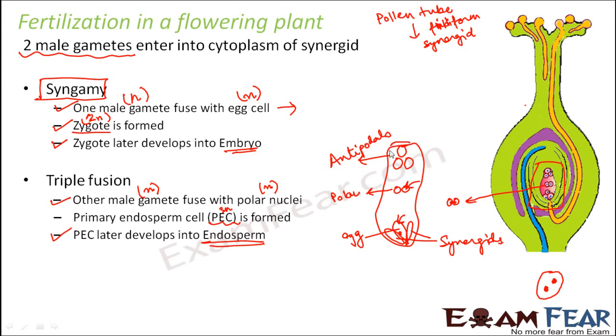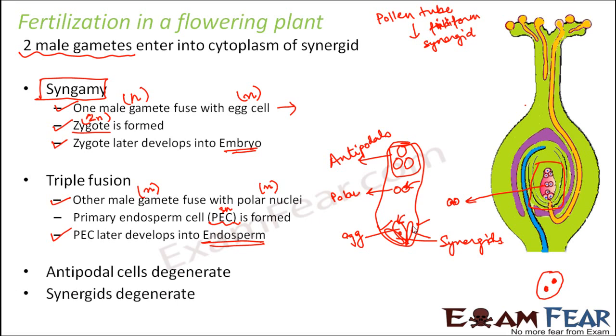What happens to these antipodals and the synergids? They all degenerate. So the antipodal cells will degenerate, the synergids will also degenerate. So what will you be left with? Inside the embryo sac, you will be left with the zygote and the primary endosperm cell. So gradually the zygote will form the embryo and the primary endosperm cell will form the endosperm. That means after some time, inside the ovary you will have the ovule, and inside the ovule you will have the embryo and the endosperm. Right? That is what you will have later.